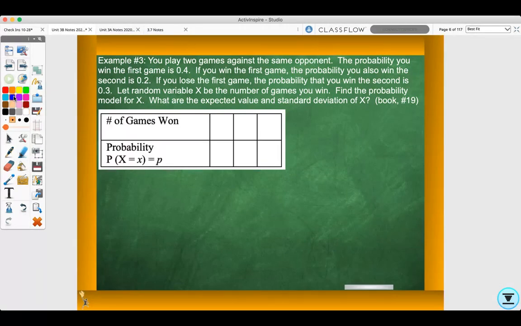Let's start by looking at our probability model. We know the number of games that we could have won are 0, 1, and 2. Then we need to find the probability that we won 0 games, 1, or 2. Let's start with the probability that we won both. So the probability that I win both would be the probability of a W for the first game times the probability I win the second game given I win the first.